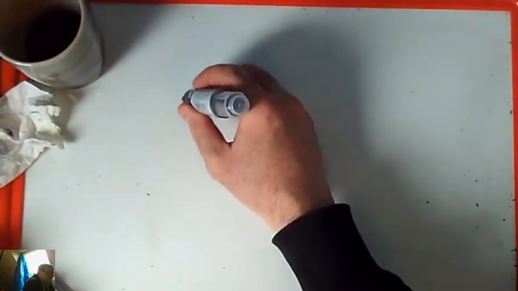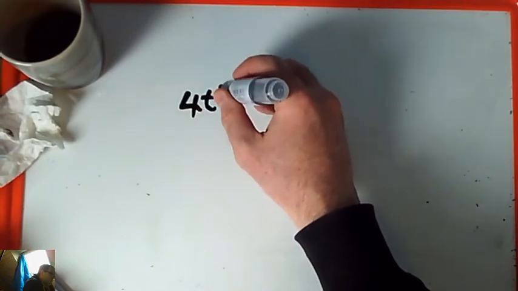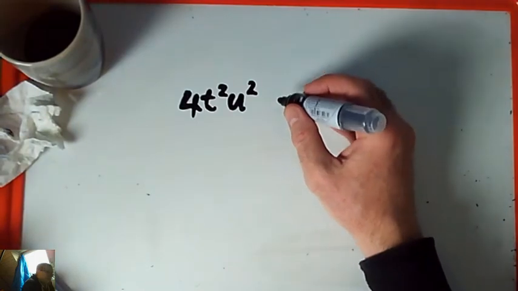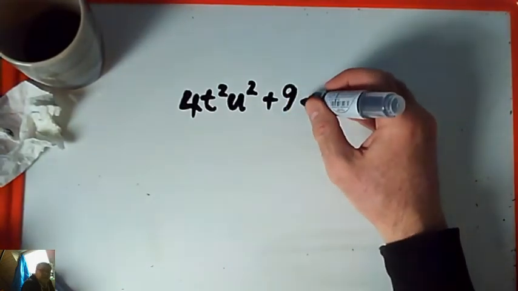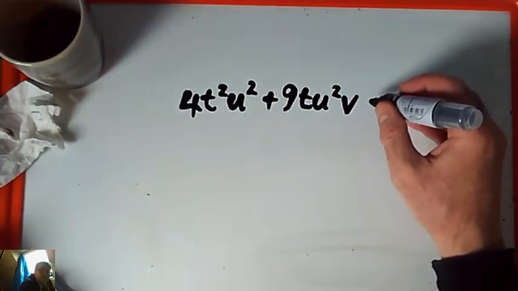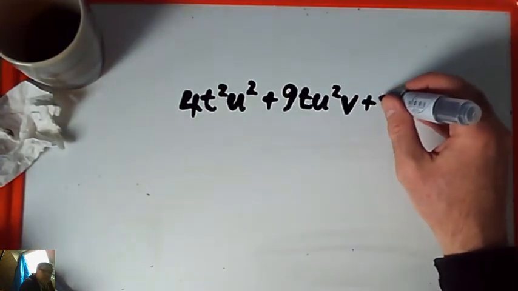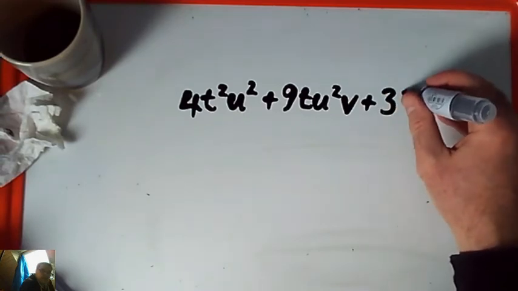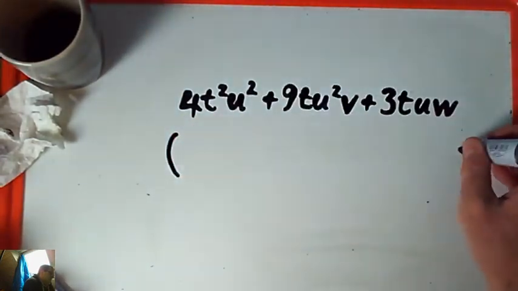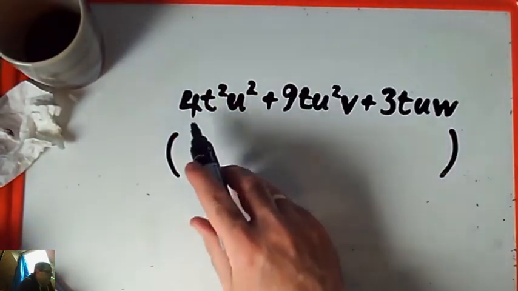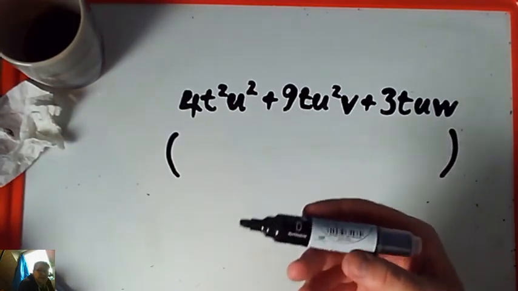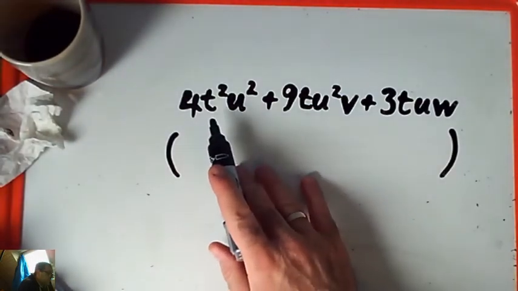Next question, 4t squared u squared plus 9tu squared v plus 3tuw. Oh my goodness. Okay, so 4, 9 and 3 don't have any common factors, so we can't take out any common number. They've all got t's in them.